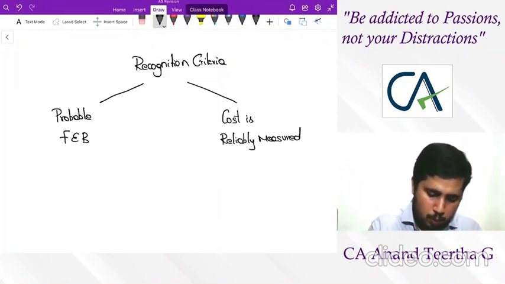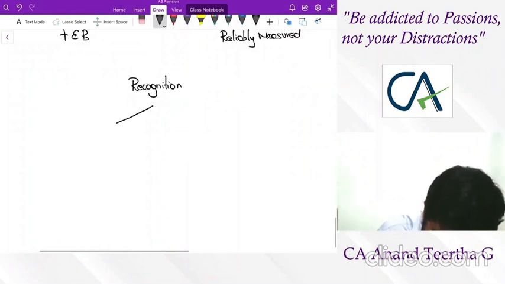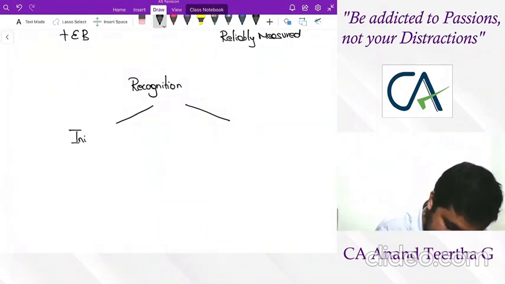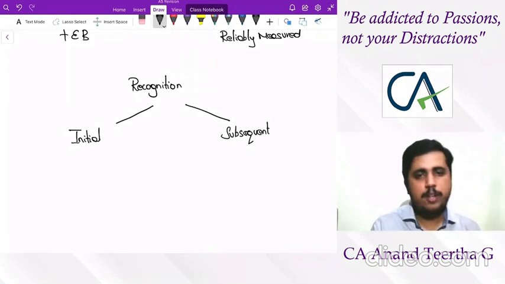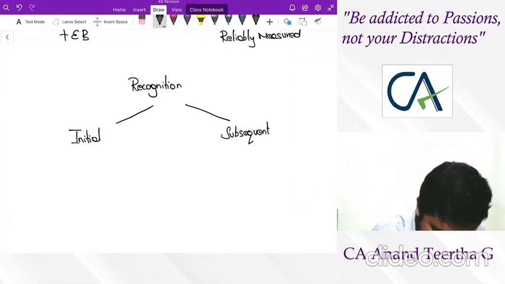Okay. Now, when is the recognition aspect going to come in our situation? The recognition aspect can come in two ways. One, it could be considered for initial recognition or subsequent recognition. What do we mean by that? Whenever there is property, plant and equipment, the recognition mindset might come at the beginning itself. What is that? Initial. This is what? Purchase.